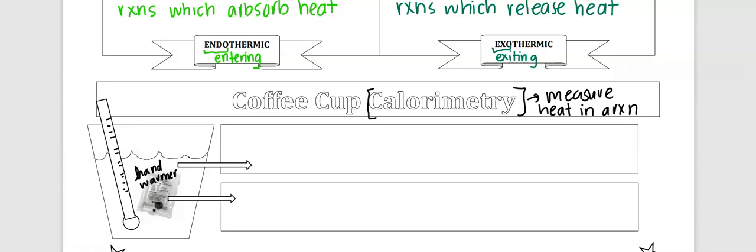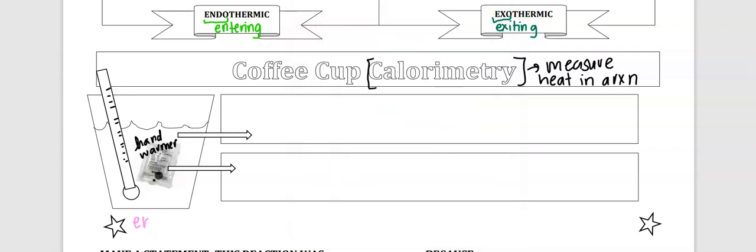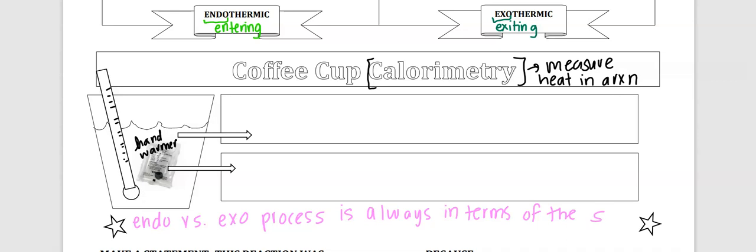So let's talk about system versus surroundings. In this instance, and really anytime we're looking at thermochemistry, we are always talking about it in terms of the system. So I do want to go ahead and make note of that down here. Anytime that we are referring to endo versus exothermic processes, it is always in terms of the system. And you'll see why that becomes important in just a moment.